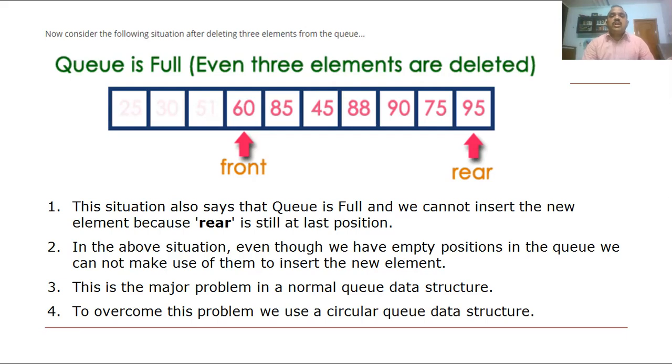This situation also says that the queue is full and we cannot insert a new element because rear is still at the last position. That's why it is not possible to insert an element according to the queue formula. Even though we have empty positions in the queue, we cannot make use of them to insert a new element. This is the major problem in a normal queue data structure. To overcome this problem, we use a circular queue data structure.